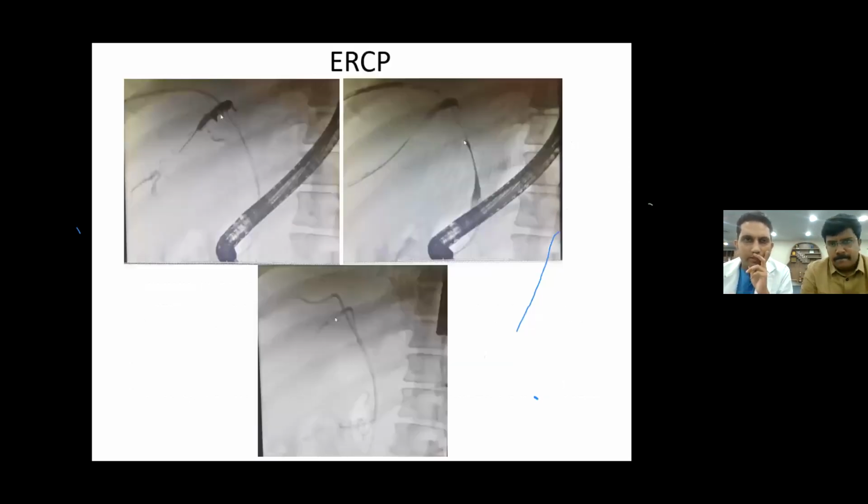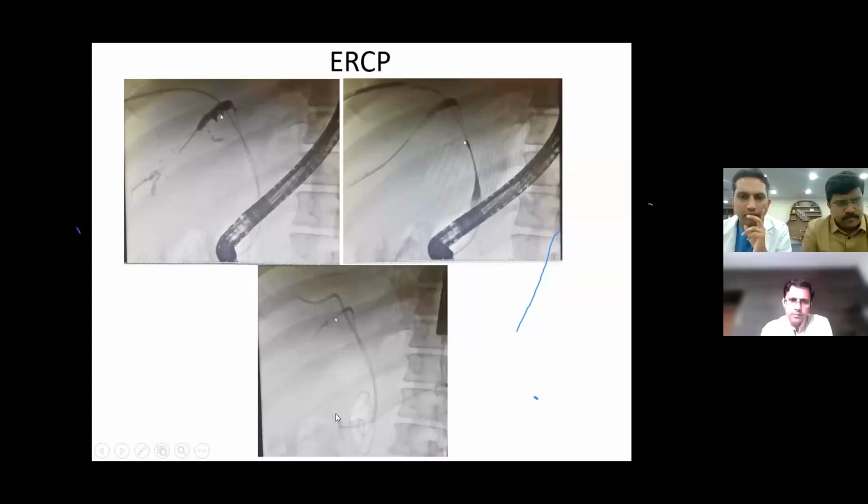In these films, you can see this is the segment 6 duct with the PTBD catheter in. This is the long stricture in the right image, which you can see, which is continuing from the mid CBD to the proximal, can you point it? CBD in the second film. And in the last film, you can see the one stent and one NBT, which is placed into the right anterior and right posterior hepatic ducts.